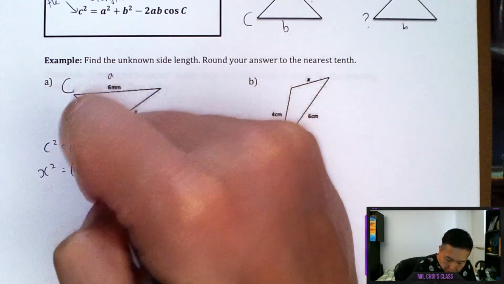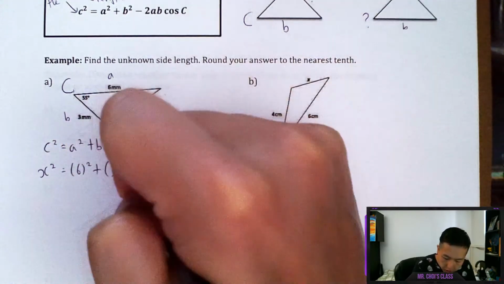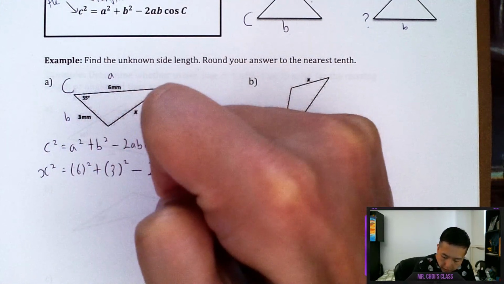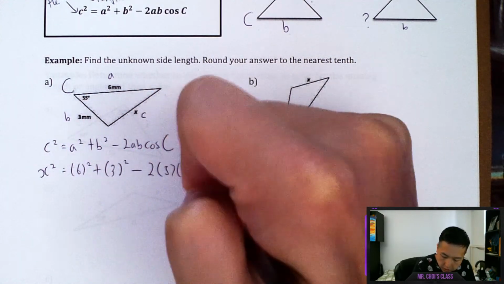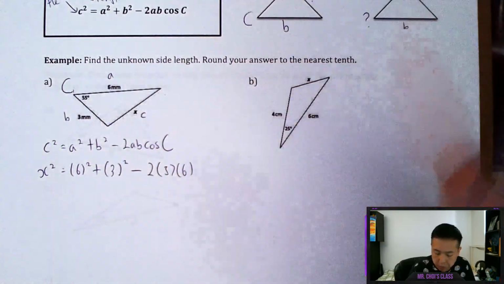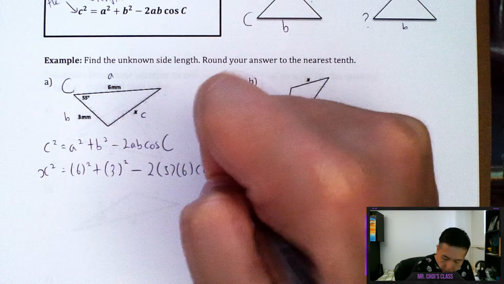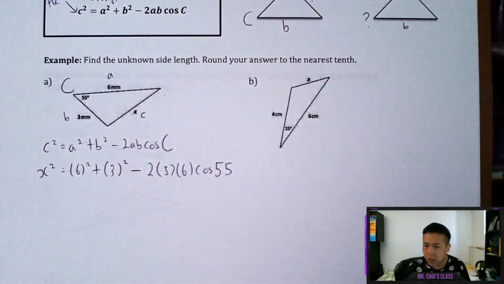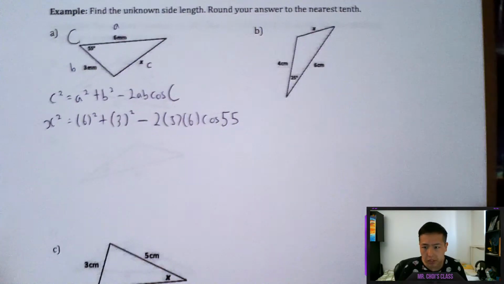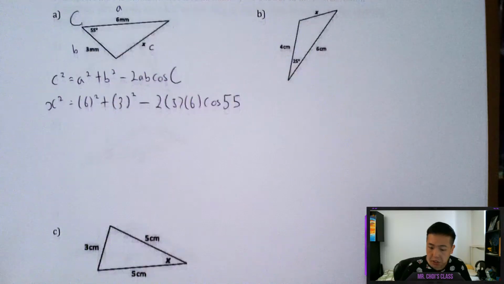Plus b, which is 3 squared, minus 2 times a, which is 3, 6, sorry, I've mixed those up, but yes, 3 times 6, cosine of 55. So you're just going to plug that all in. That's it. Once you plug that in, you're going to solve it.